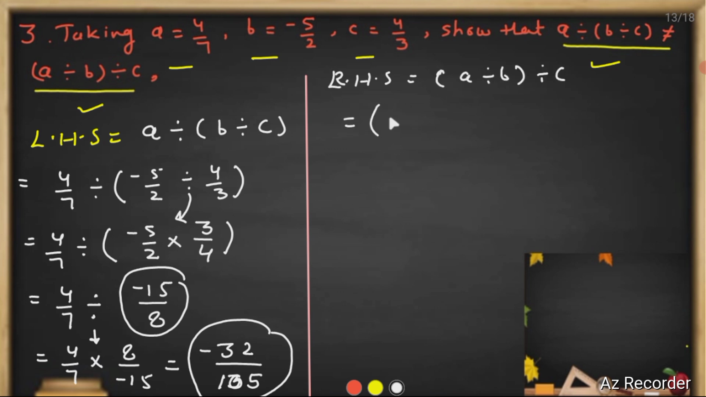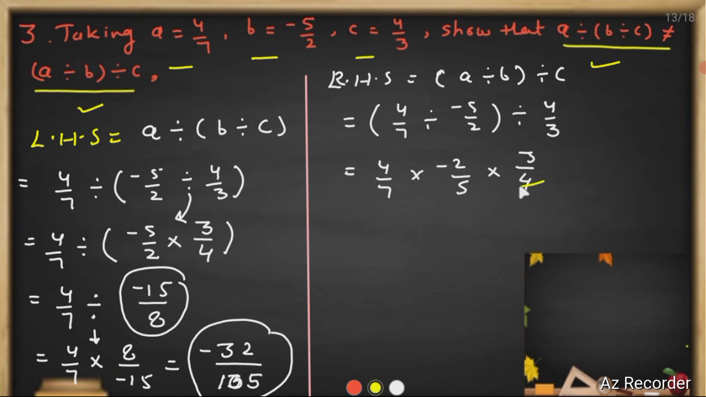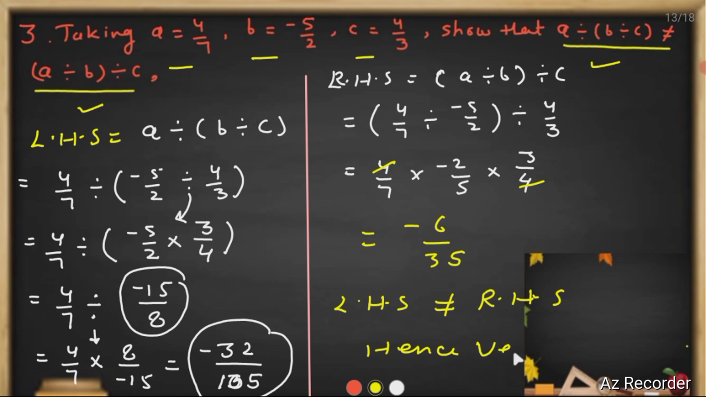So now the value of a is 4 by 7 divided by minus 5 by 2 divided by 4 by 3. So now you can say that 4 by 7 multiply minus 2 by 5 and again multiply, then write down the reciprocal of this. This is 3 by 4. Now cancel out, this 4 cuts this 4 and nothing else is cutting now. So minus 6 upon 35. So here you can say that the left hand side is not equal to the right hand side. So the given property is hence proved. Hence verified. Hence proved or hence verified.